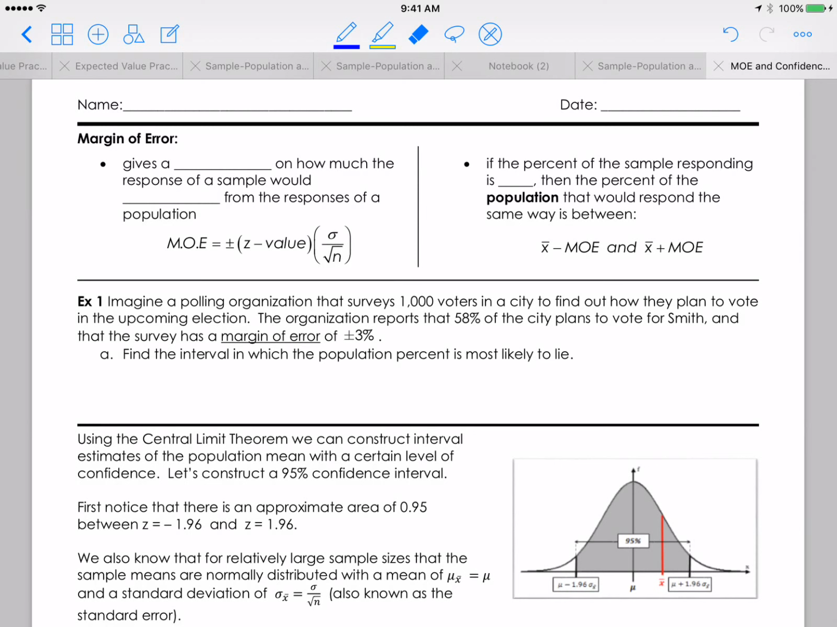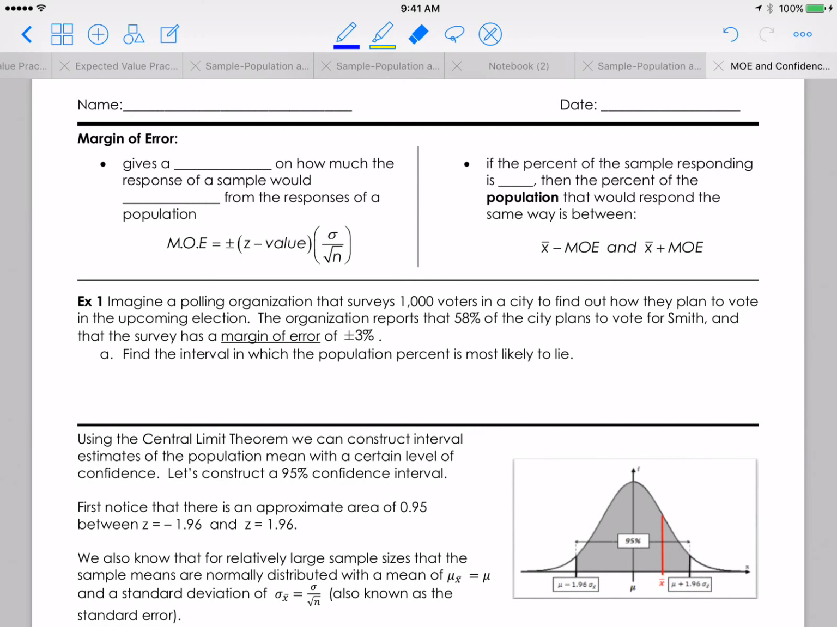We are expanding on what we've been talking about the last couple of days on your central limit theorem. And we're going to discuss margin of error, which you might have heard before, and confidence intervals. So let's start with a definition of margin of error.